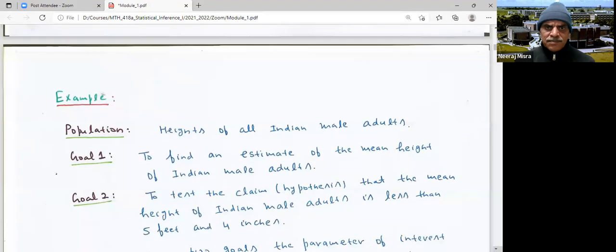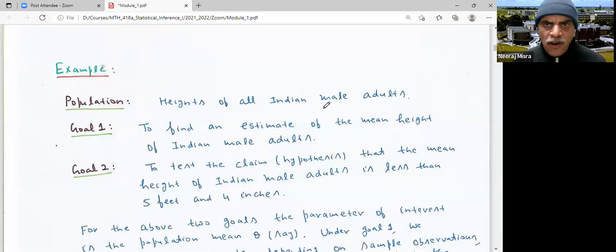An example: let us look at heights of all Indian male students. So here your population is basically all Indian male students. The numerical characteristic in which you are interested is the heights of the units in the population. Let us consider the following two goals. Goal number one: I'm interested in estimating the mean height of Indian male students. So what is the mean height of all Indian male students? That is goal number one.